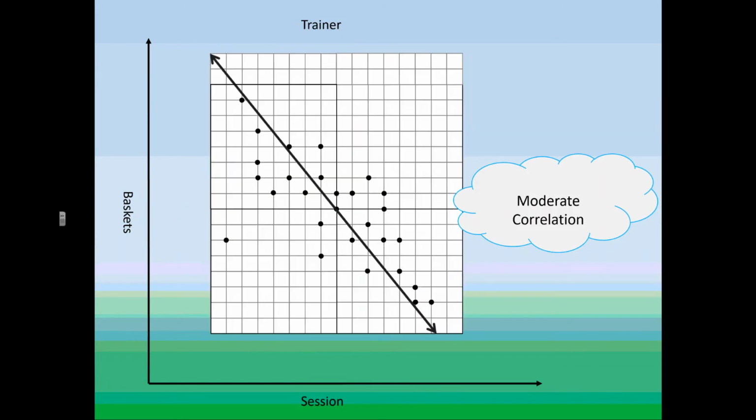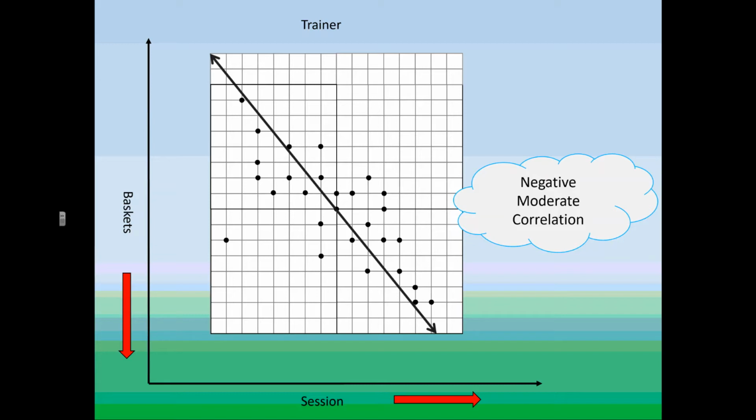What happens if I turn the graph? In this case, as the sessions increase, the baskets decrease. This means the trainer is actually hurting the people. This would be called a negative relationship. If as one gets better, the other one gets worse, it brings the other one down, that is a negative correlation. It's still moderate because the dots are still the same distance from the line, but in this case it's negative.